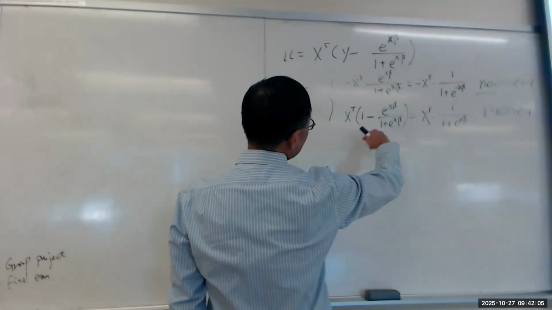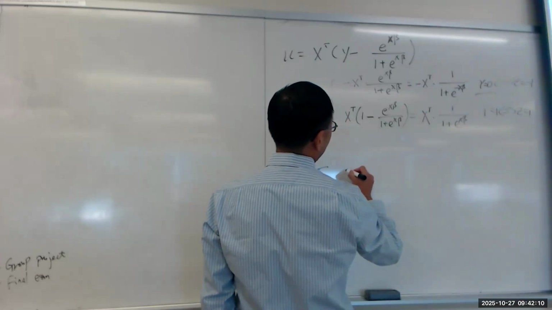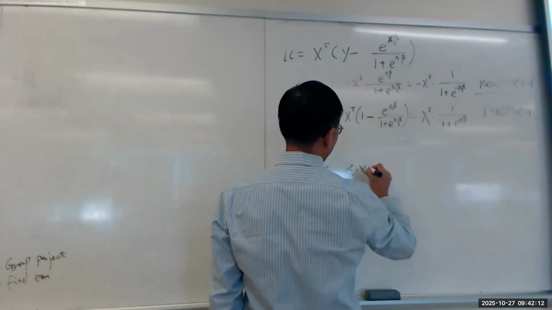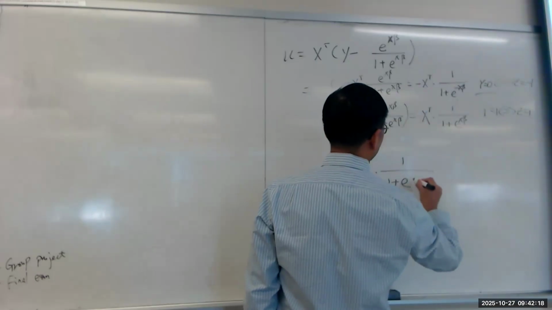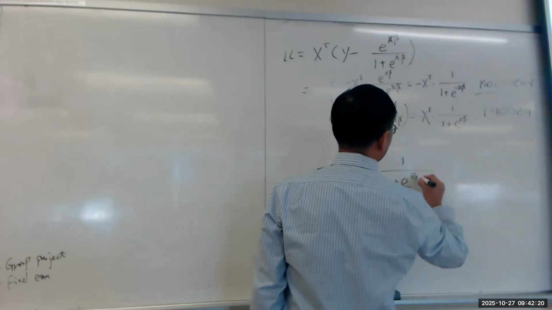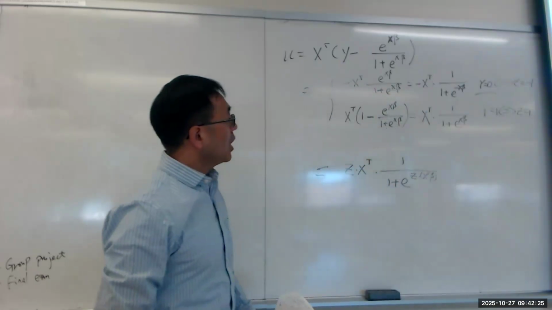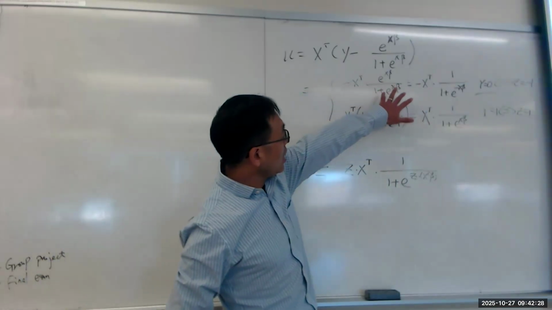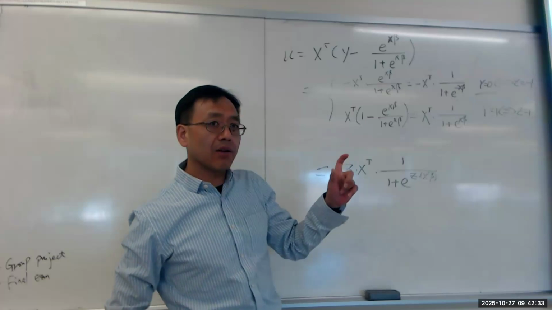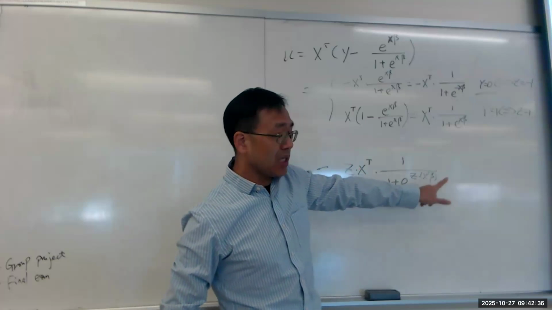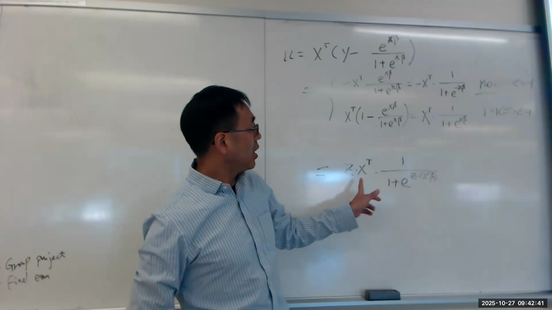In here, this whole thing can be rewritten as z times x transpose times 1 over 1 plus e to the power of z times x transpose beta. You can see here we introduce an extra variable z. Z is a scalar. X beta is a vector. A scalar times a vector is still a valid operation.